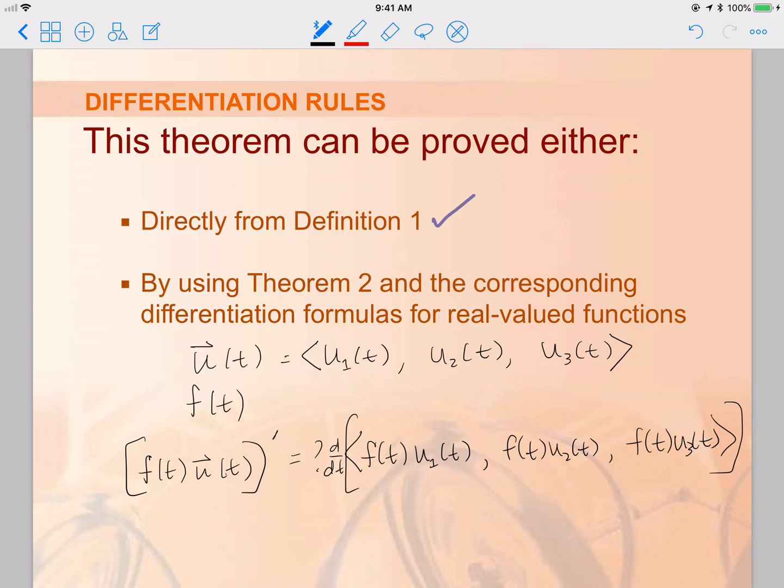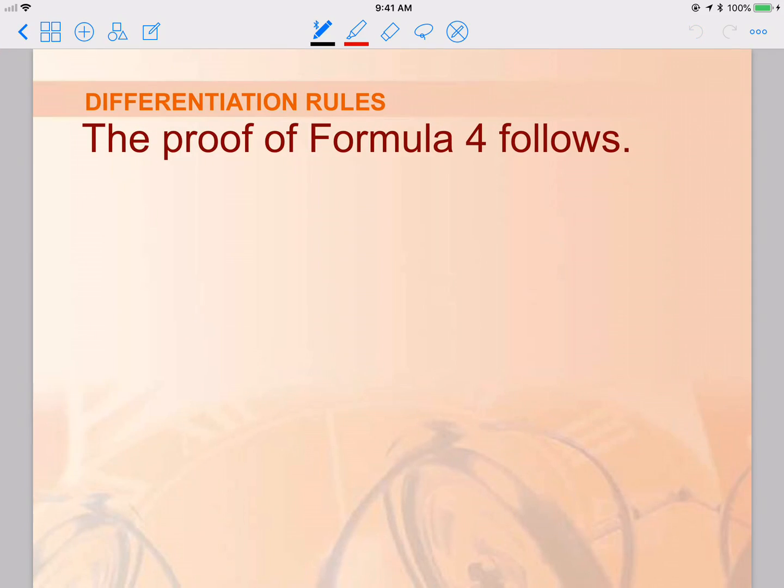Does that make sense? We're just rewriting f times u in terms of components. And now we know that taking the derivative, according to theorem 2, is the same as just taking the derivative in each component. So we'd have (f u1)', (f u2)', (f u3)', right? And then in each one, what will you have? Let's compute here. So we're just doing formula 3.